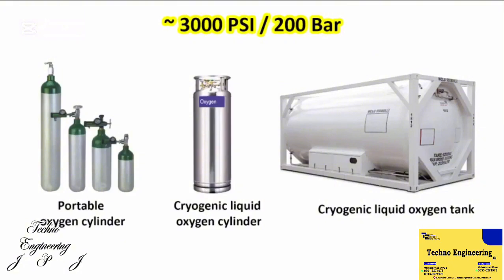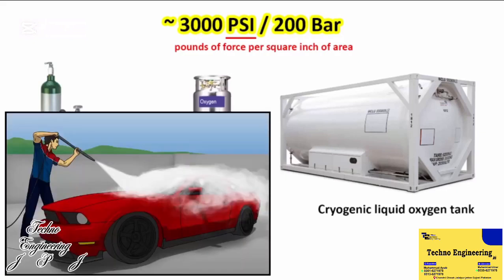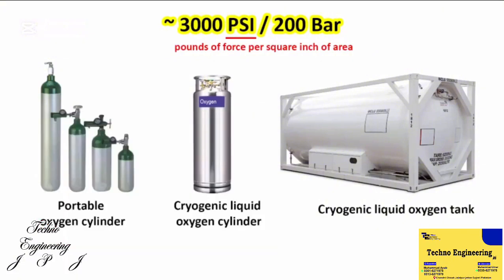or 200 bar. For those of you who don't know what 3000 psi is, psi is a unit of pressure expressed in pounds of force per square inch of area. In layman's terms, anything more than 1000 psi is a lot of pressure. When you give your car for cleaning, you will notice they clean your car with a high pressure water spray gun. With that much pressure, you can easily clean all the dirt from your car. Anyhow, liquid oxygen is stored in the cylinders at around 3000 psi.